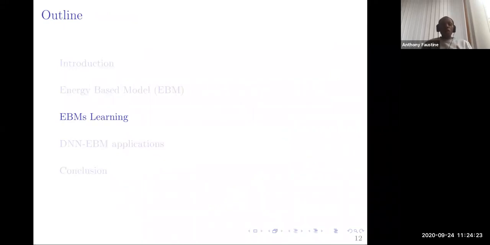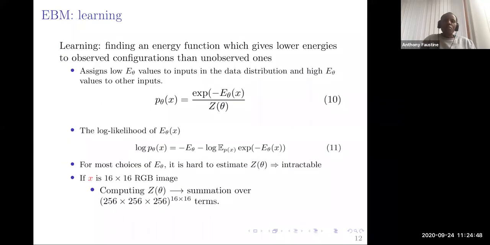Okay, so once we know the motivation, what the energy-based model is, and the connection between energy-based model and deep neural network, the next question is: how can we learn from the energy-based model, especially the density distribution? Because we know that it is very intractable to estimate the normalizing constant. So basically, learning in an energy-based model is mainly finding the energy function that will give low energy to observed data. The learning will assign low energy values to inputs that belong to the data distribution and high values to the data that are out of the data distribution.